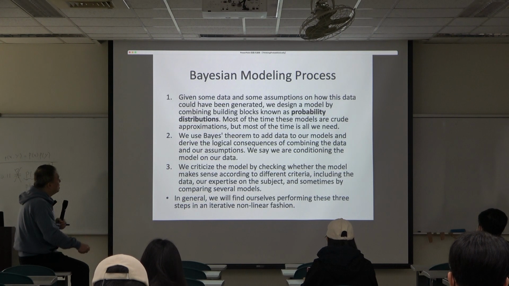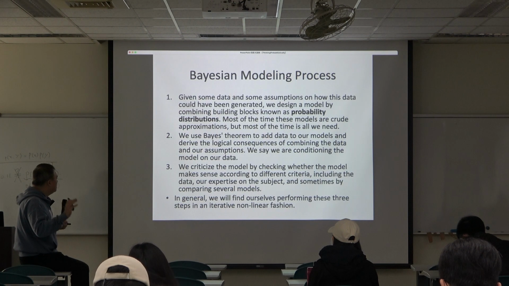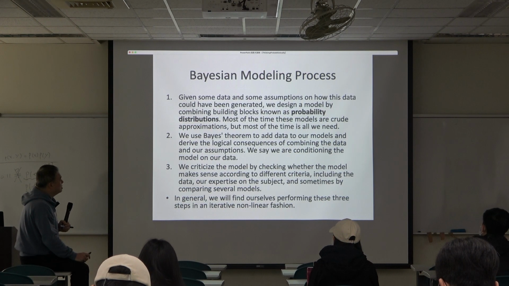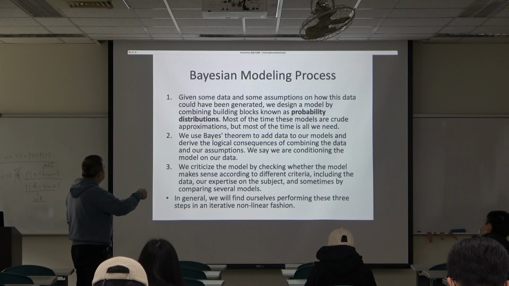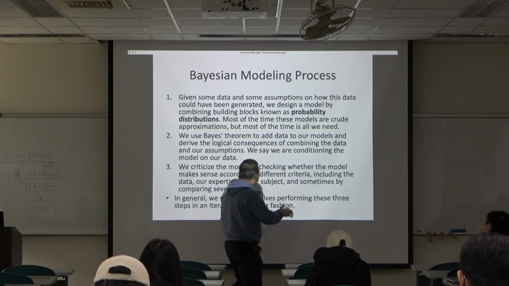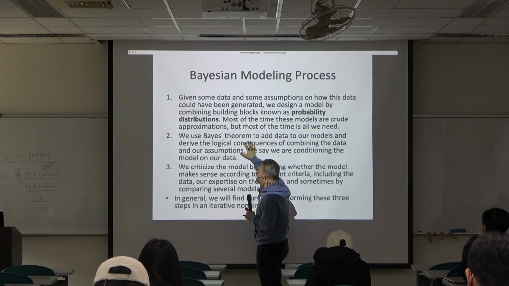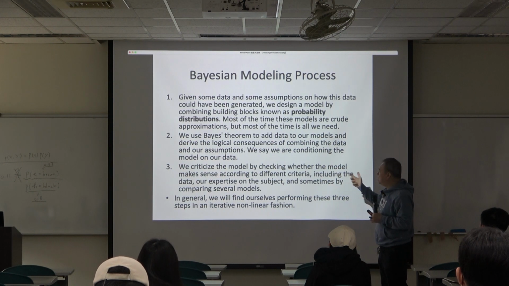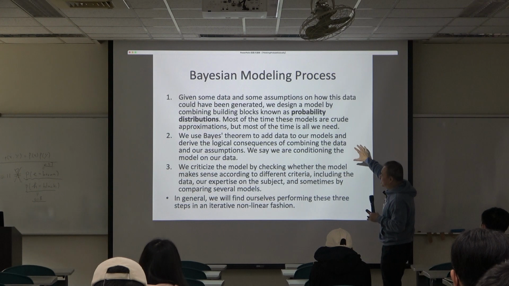Most of the time, these models are crude approximations, but most of the time this is good enough. Then we use Bayes' theorem to add data to our models, and then we derive the logical consequences. That's the Bayesian inference. The first part is really the model design, and the second part is the Bayesian inference. At the end, we are conditioning the model on our data. In Bayesian inference, data eventually becomes the condition, and we get the distribution for the model parameters based on the condition of the data. That's the second part.